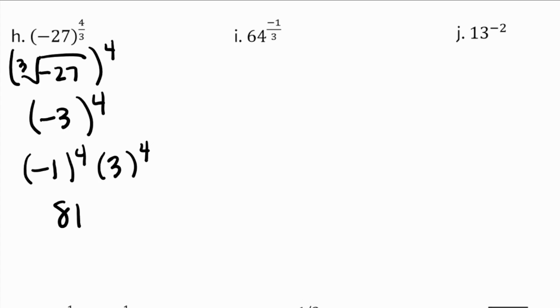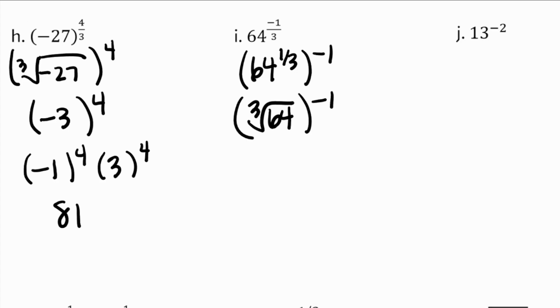64 to the negative 3rd, I'm going to say that's 64 to the 1/3 to the negative 1st power. Because it's been a while, I'm really emphasizing the negative 1 power: it takes whatever we have and flips it and makes a fraction. And we'll do that at the very end. Okay, 64 to the 1/3 is the cube root of 64, which is going to be equal to 4. And 4 to the negative 1, well, that's 1/4.